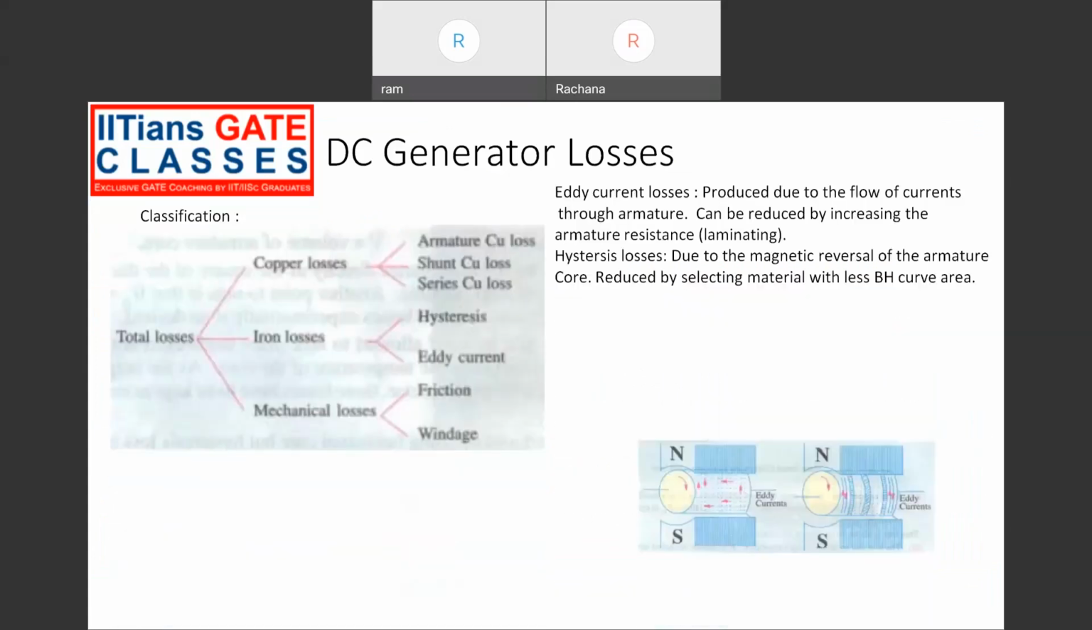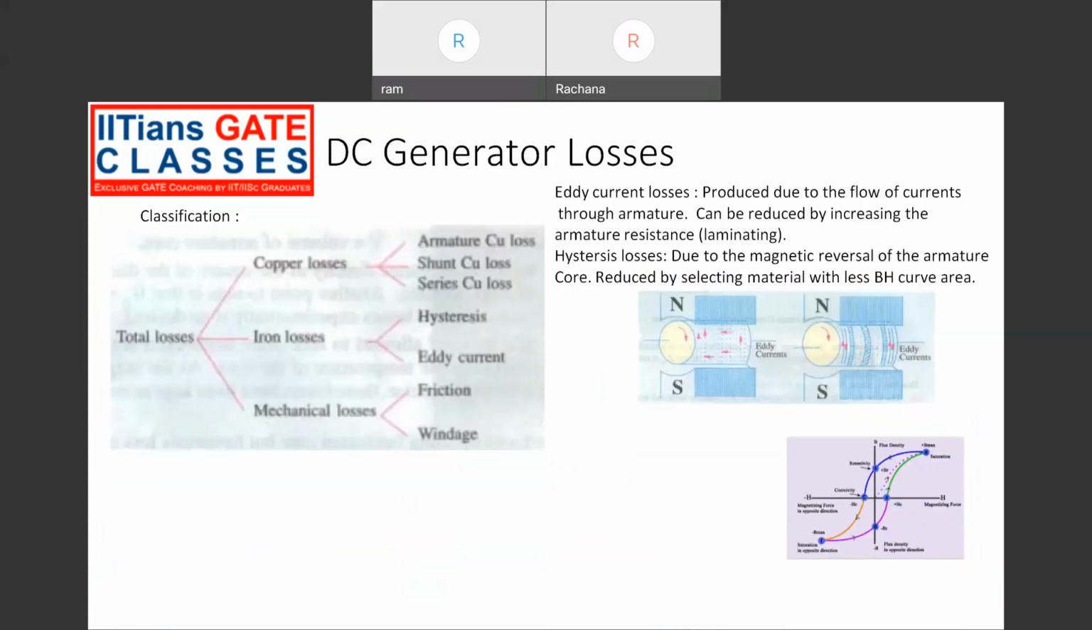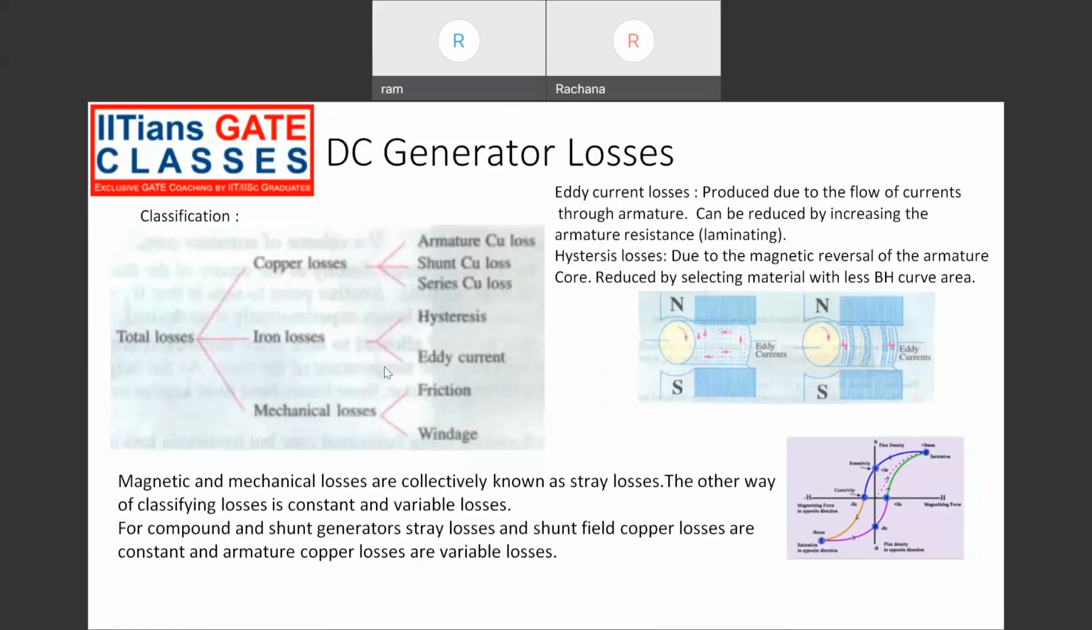So this is what we have discussed in the earlier slide. Here I am showing a better picture. Here we have the classification, and this is the BH curve, how it looks. If the armature is not laminated, there is a closed path for the currents to flow, because of which eddy current losses will increase. To avoid this, the armature is made up of a lot of laminations, because of which the eddy current losses can be reduced.